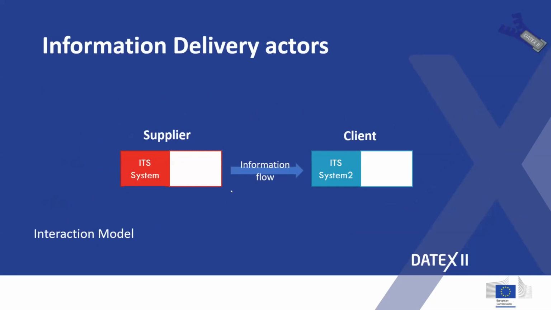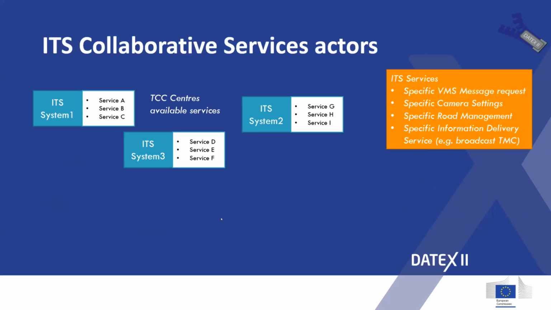Information delivery actors. Now we go to defining the framework. We had a supplier and a client for information delivery. The supplier gives the information to the client. The client pulls the information from the supplier, or the supplier pushes the information to the client. In our model, we have a different area. We have the ITS system. We are the traffic control center, traffic information center, which have available services.